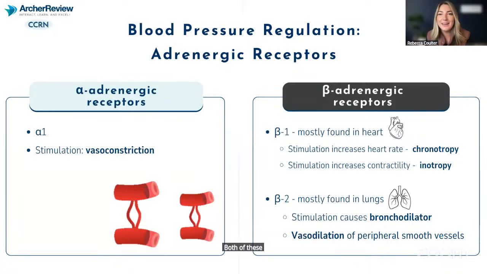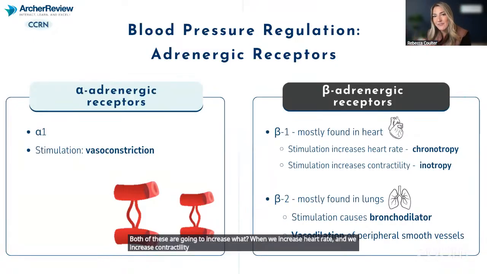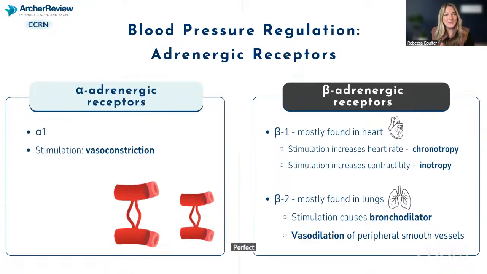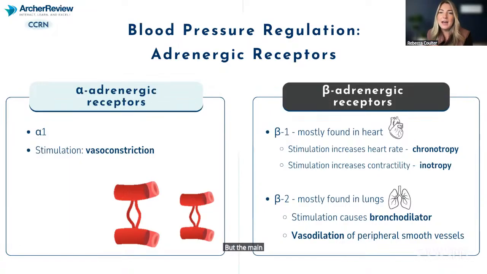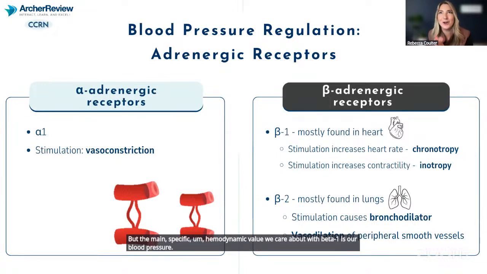Both of these are going to increase what? When we increase heart rate and we increase contractility, what hemodynamic value is going to increase? Perfect. Yeah, cardiac output, right? So now instead of just focusing on blood pressure, when we increase cardiac output, we typically see an increase in blood pressure as well. But the main specific hemodynamic value we care about with beta 1 is our blood pressure. Or I'm sorry, is our cardiac output.